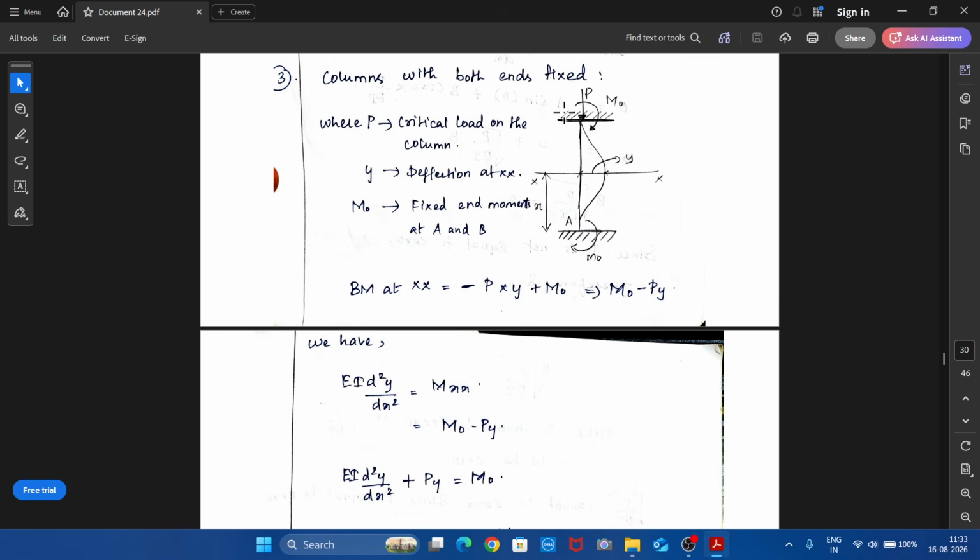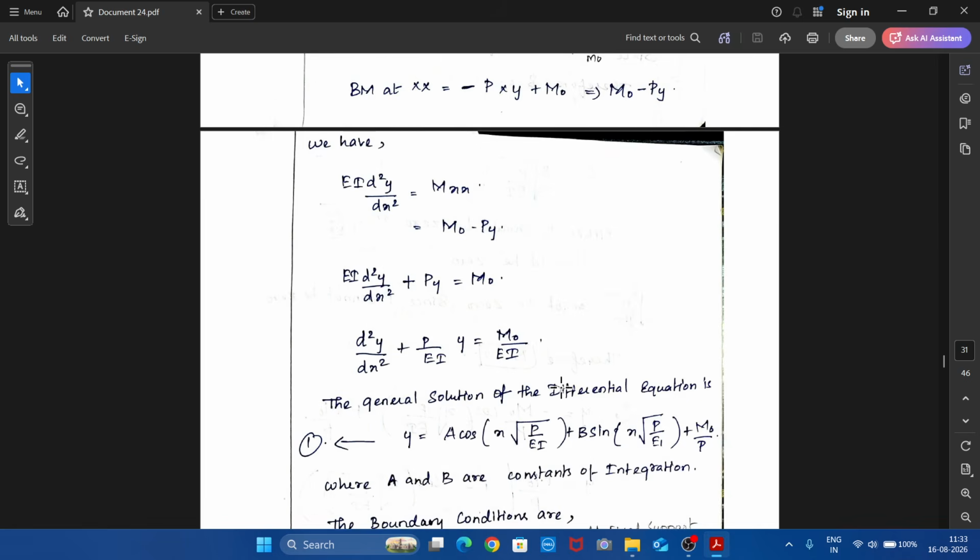So actually we have four boundary conditions: when x equal to 0, y equal to 0; when x equal to 0, dy by dx equal to 0; when x equal to L, y equal to 0; and when x equal to L, dy by dx equal to 0. These four boundary conditions shall be utilized to get the constants. However, we will be using the three boundary conditions as shown here.